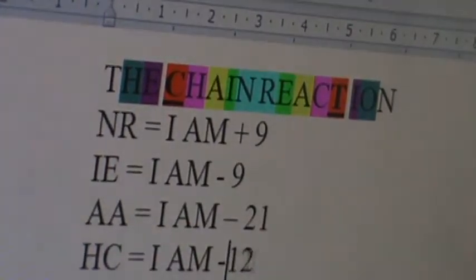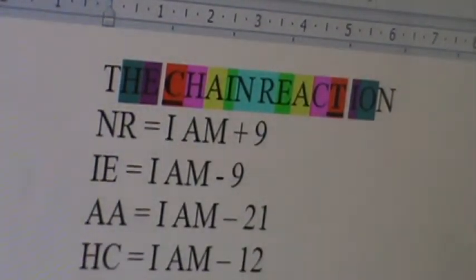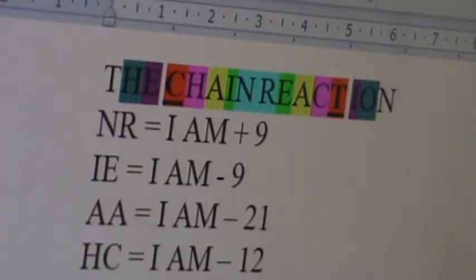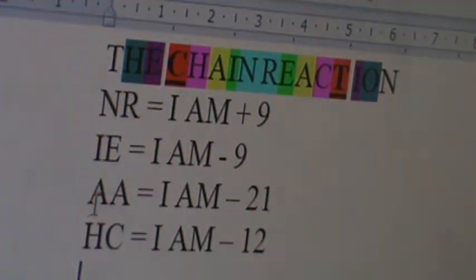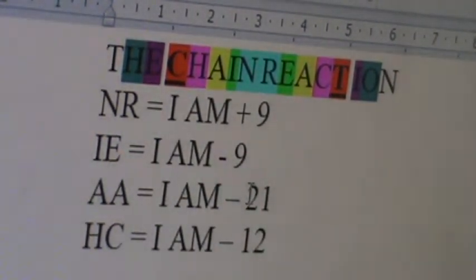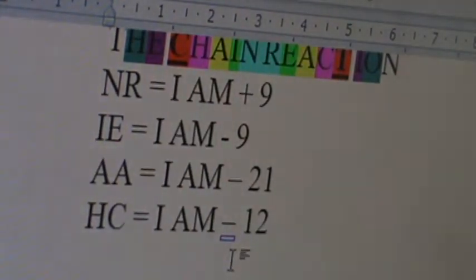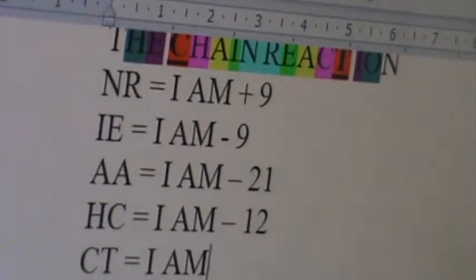I'm seeing mathematical beauty already in how these teams are. Look at this. This is insane. Like, those are the same digits. AA is I am minus 21. HC is I am minus 12. Incredible. And then what comes next, of course, is our favorite, arguably, equals I am bang on the nose.